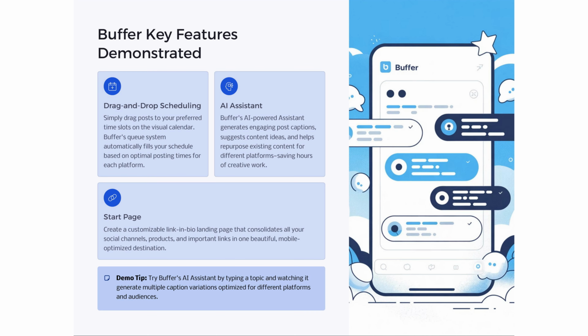Buffer's drag-and-drop scheduling simplifies content management by allowing users to easily arrange posts on a visual calendar. The AI assistant enhances productivity by generating captivating captions and content ideas, while the Start Page feature offers a customizable link in bio landing page, consolidating social channels and links into a mobile-optimized destination.